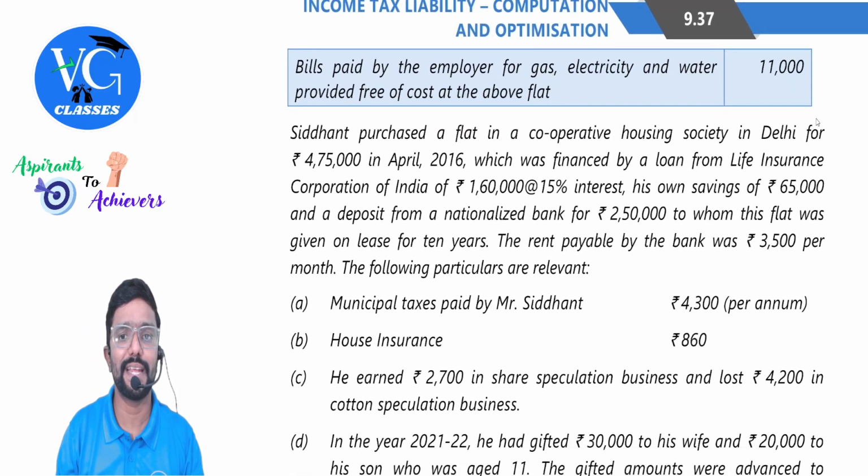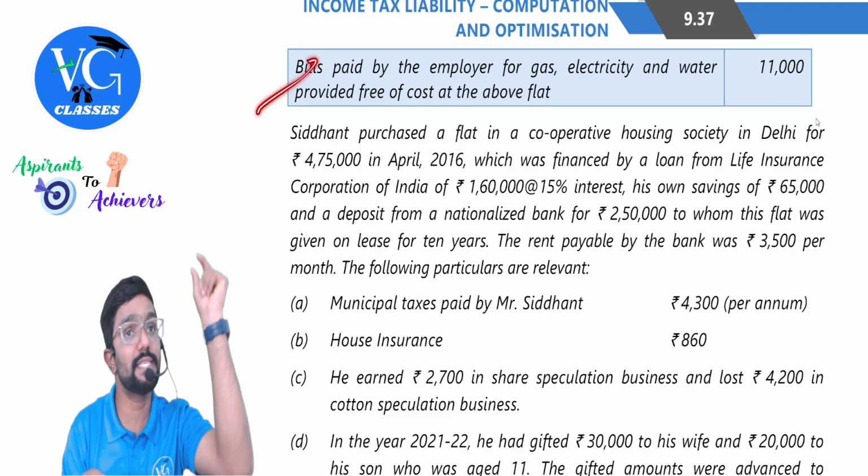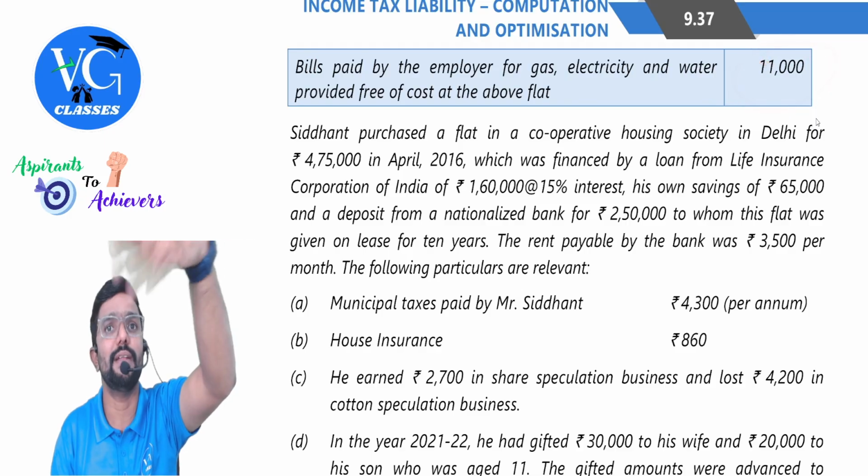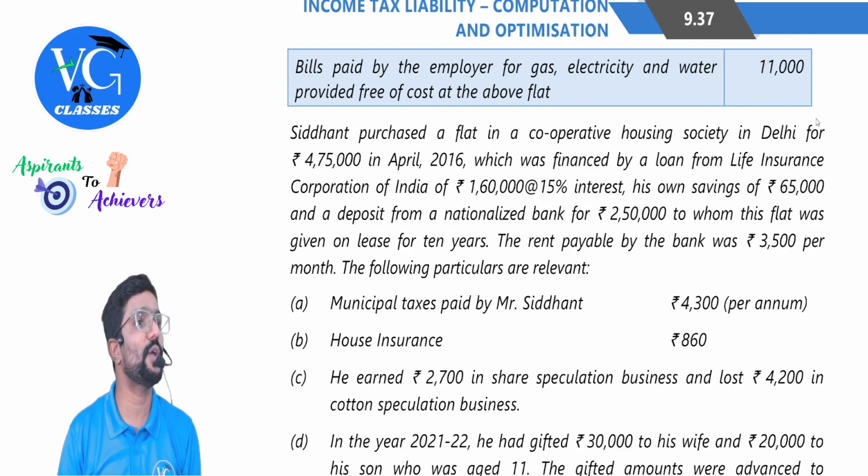Bills paid by employer for gas, electricity, and water provided free of cost at the above flat. Okay. Facilities are given free of cost. To whom? Employee. Who is paying the bill? Employer. 11,000. Is it a perquisite in the hands of employee? Yes.